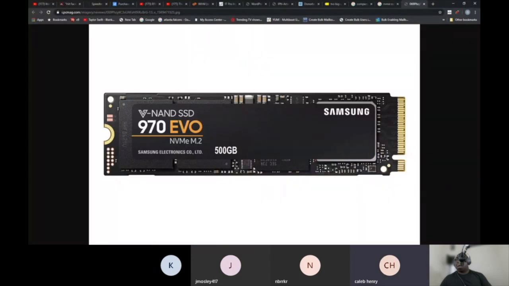Here we go. So this is what the NVMe looks like for PCI Express. That's the PCI Express side, and that's where it will plug in. And why would we use PCIe instead of SATA? Speed. Correct. PCIe moves faster than SATA.